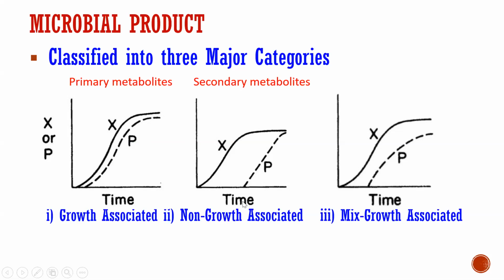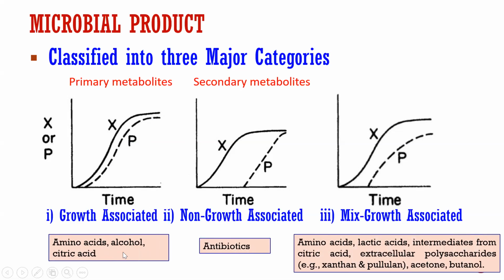Next, there's another one, which is, all right, before that, we have this as an example of the products, all right? Okay. Next, we have non-growth associated. Non-growth associated, you see that the product, if you plot a similar curve, the product is starting to be produced not at the growth phase, but at the stationary phase. It will be something like that. That's why it starts at this point.